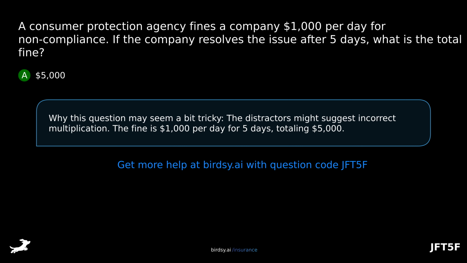Why this question may seem a bit tricky. The distractors might suggest incorrect multiplication. The fine is $1,000 per day for 5 days, totaling $5,000.